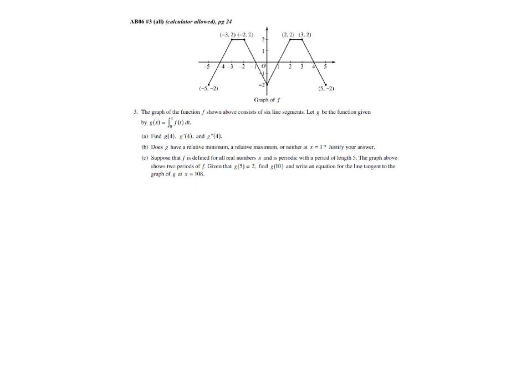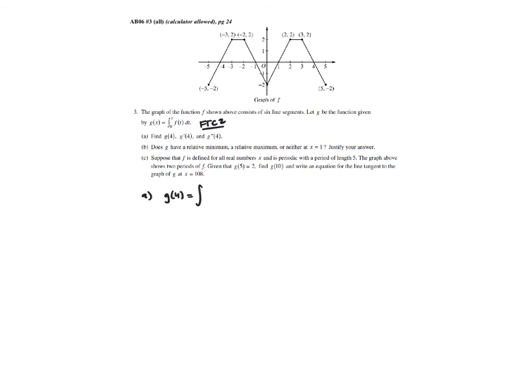Okay, it looks like we have a calculator allowed question here from 2006, problem number 3. So let's just go ahead and jump into it. It gives us the graph of f shown above, consisting of 6 line segments. Let g be the function, which is the integral from 0 to x of f of t dt. This is FTC part 2, screaming right off the page. Okay, part A says find g of 4.